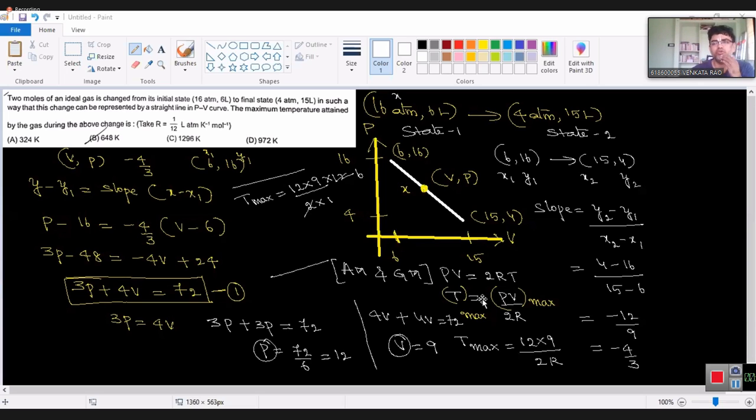Sir, how did you write that 3P is equal to 4V? That is the condition for AM is greater than or equal to GM. Do you know the progressions, arithmetic and geometric progressions? Yes, sir. Then you might know the inequality AM is greater than or equal to GM. A plus B by 2 is the arithmetic mean. Okay, sir, I understood.